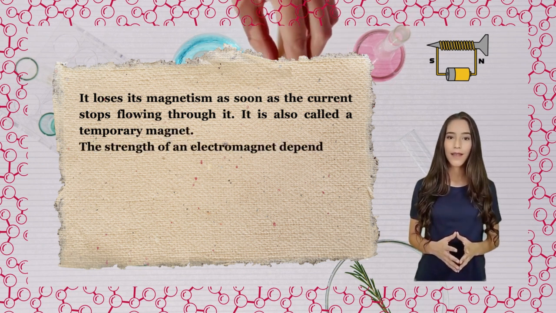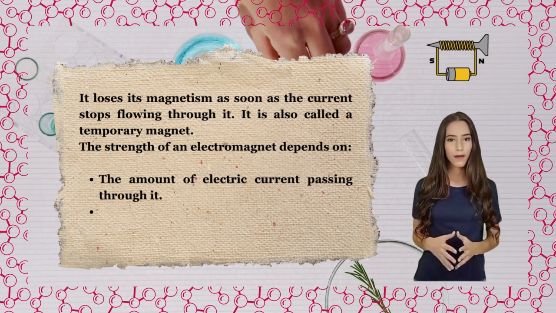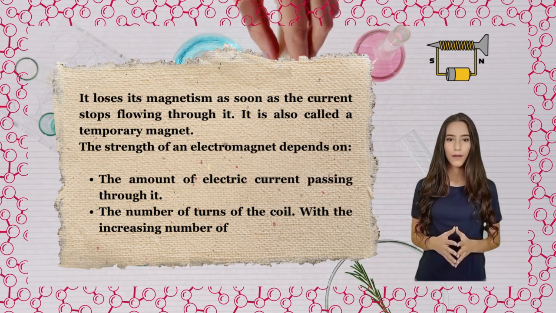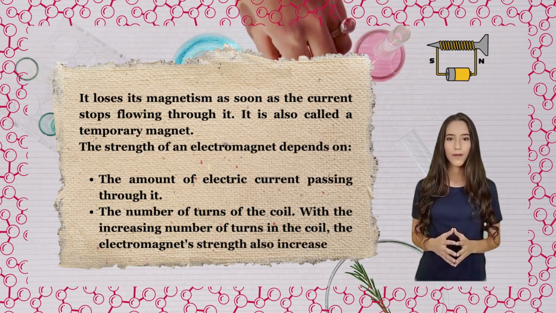The strength of an electromagnet depends on the amount of electric current passing through it and the number of turns of the coil. With the increasing number of turns in the coil, the electromagnet's strength also increases.